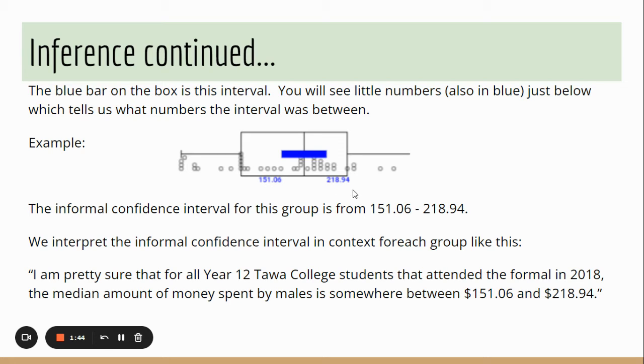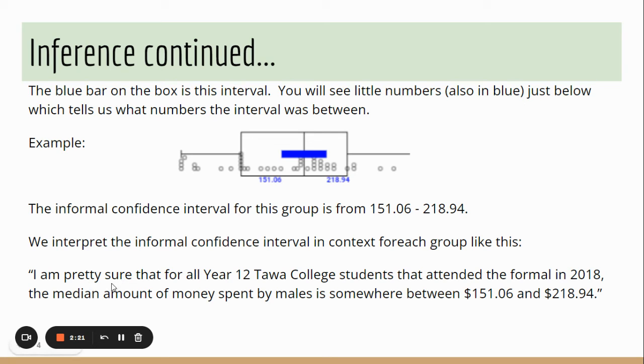These little blue numbers tell us what the interval length is, and we can find out the actual length of it by subtracting these. But we're actually not interested in the distance or spread of this. We're actually interested in what the interval actually is. So this interval was from 151.06 to 218.94, and that was in dollars. And we need to interpret that particular interval for each of the groups that we are looking at and write a sentence that says, I am pretty sure. We can't be absolutely sure, so we need to make sure that that is what we say.